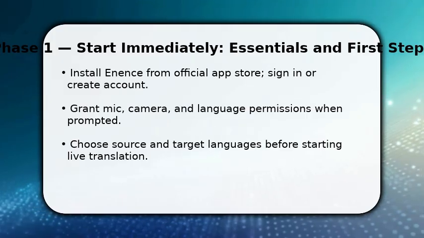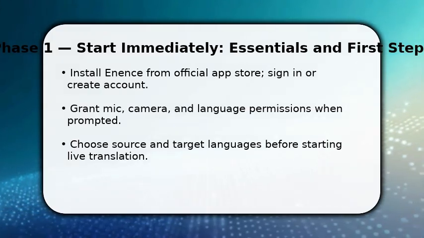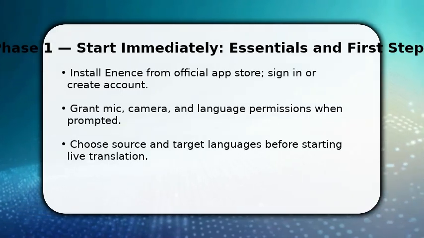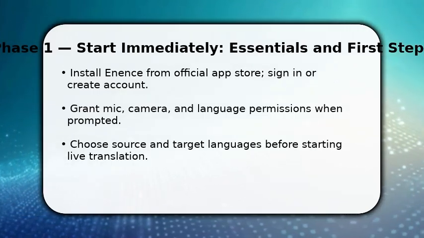You're opening Enence now. Tap the app icon and sign in or create an account if you haven't. Once logged in, grant microphone and camera permissions so audio and live text capture work. This is required for instant translation.